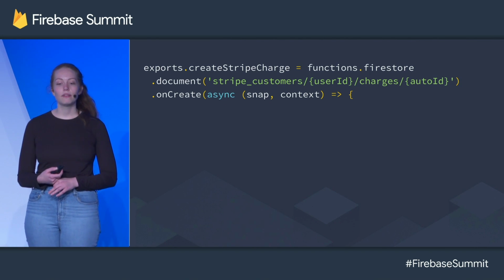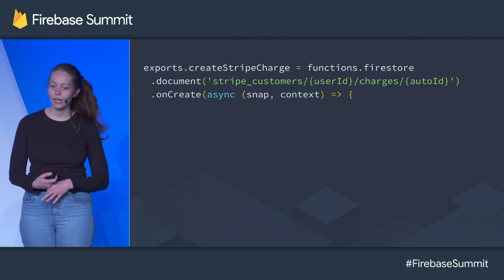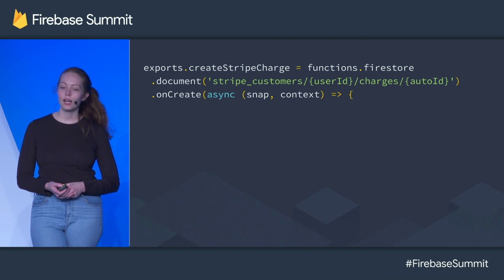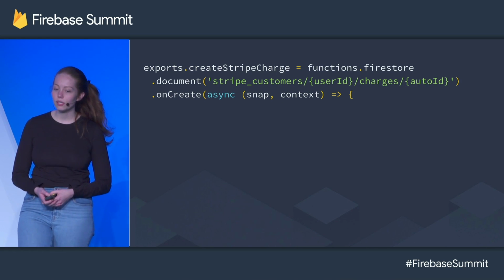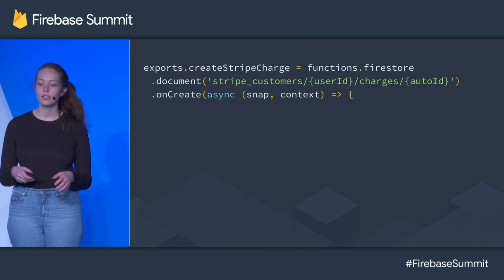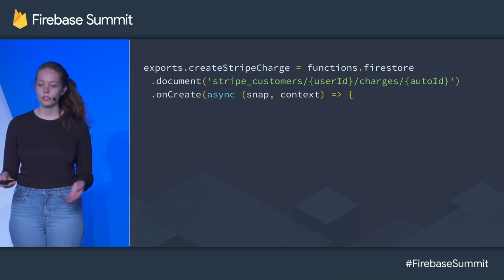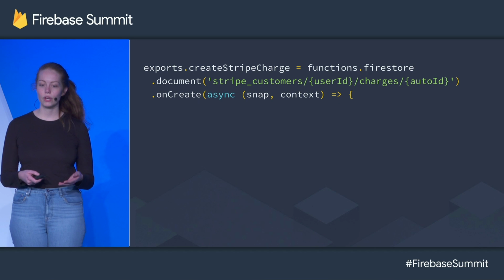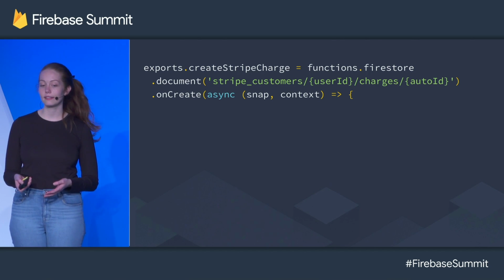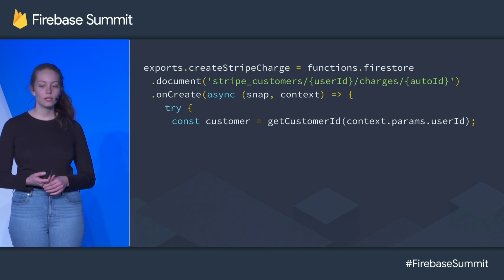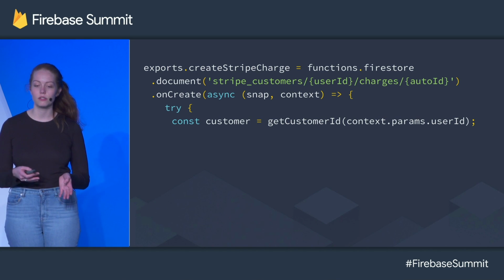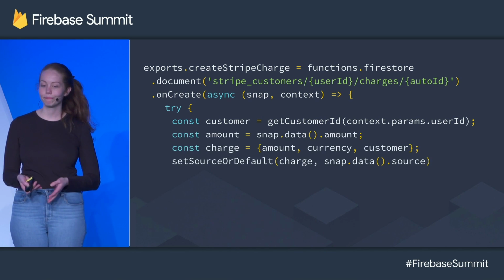So here we have our createStripeCharge. We have a function onCreate. So when this particular location is created, the document location that we're looking at is stripe customers, the user ID, the charges, and the auto ID. So the user ID is just the user that's logged in, and the auto ID is a randomly generated Firestore ID. So we get the same data and context from that. So the first thing we do is get the customer. This will allow us to talk to Stripe. So we need the customer to associate it with our Stripe customer.